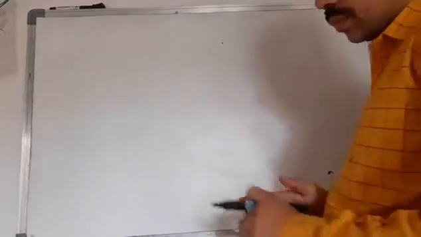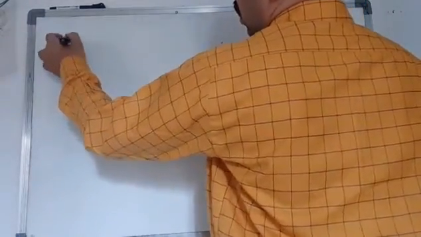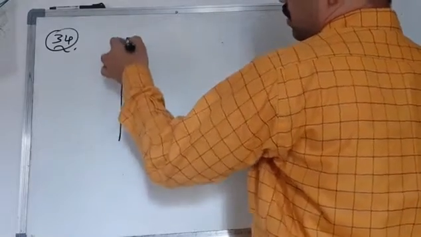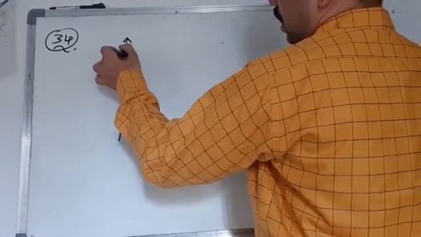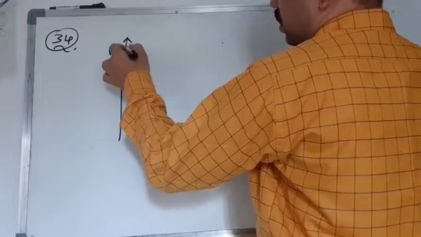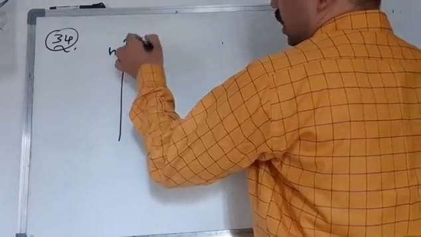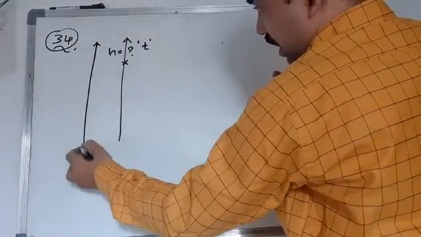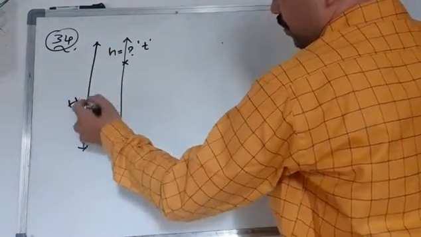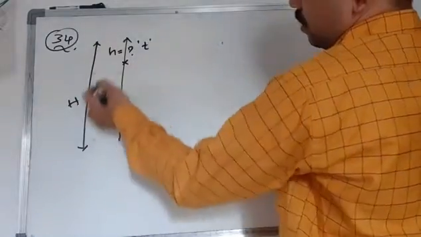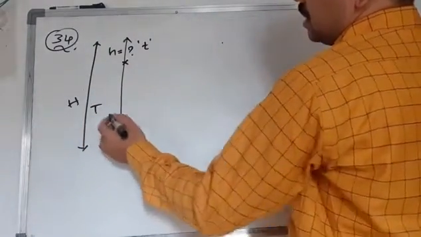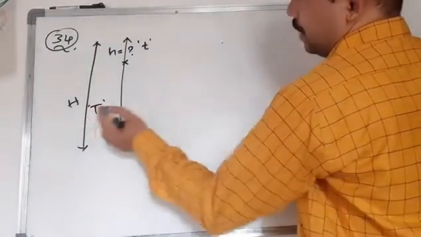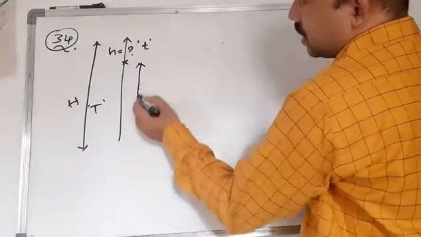So 34th question. What he is saying is a body is vertically projected up. The height traveled in the t second, means the last second, right? Suppose the total time taken to travel this much height is capital H, capital H height it has to travel, means it has taken capital T seconds. Suppose it has taken t seconds.